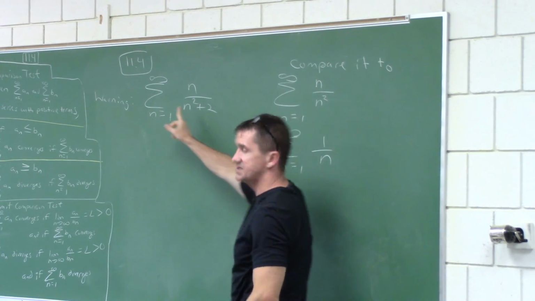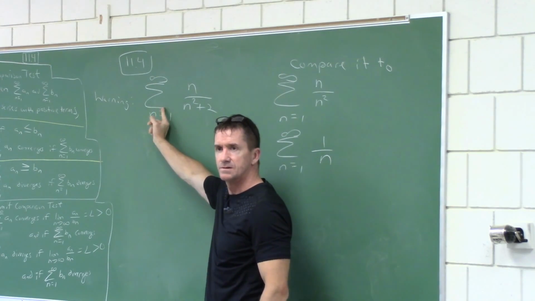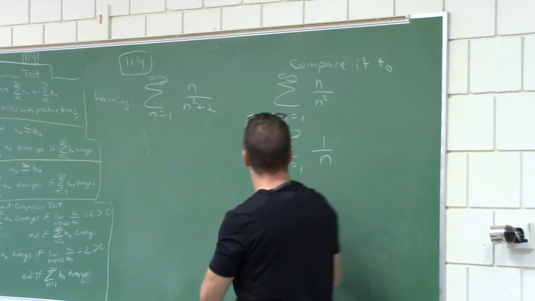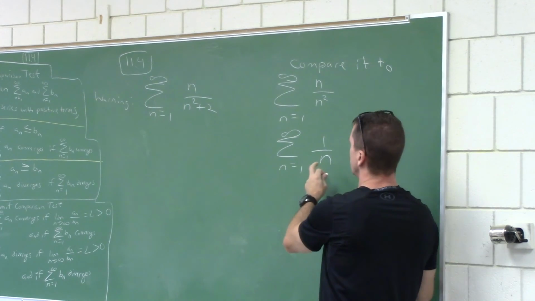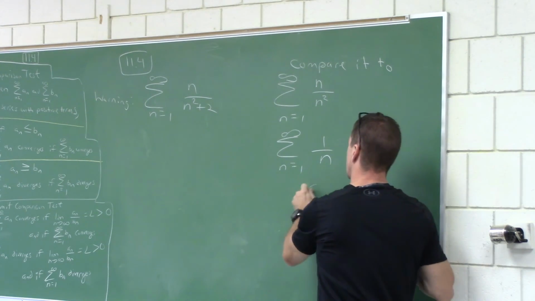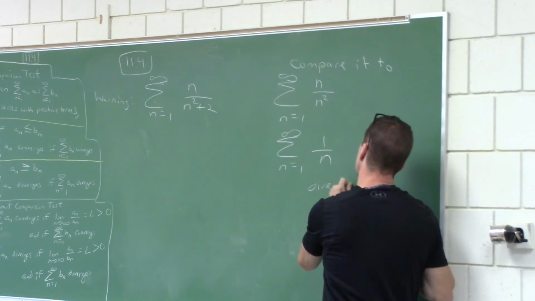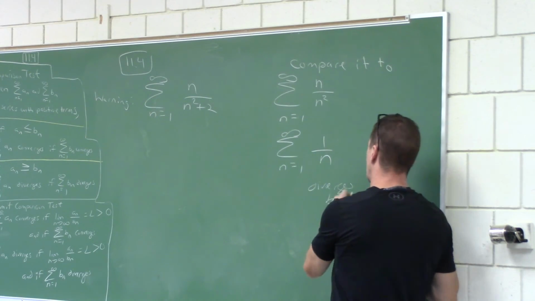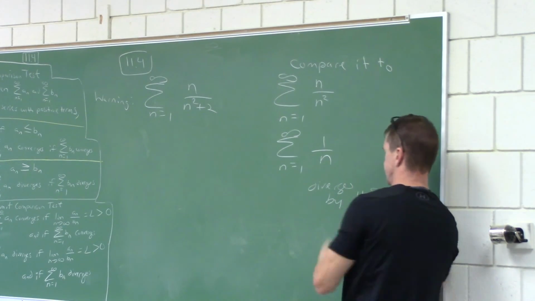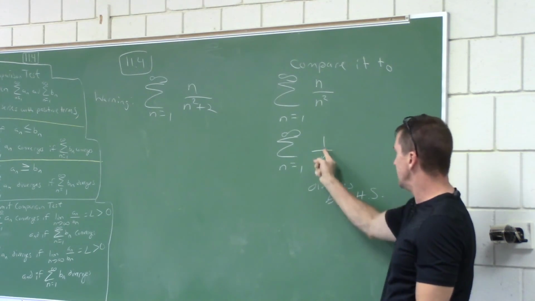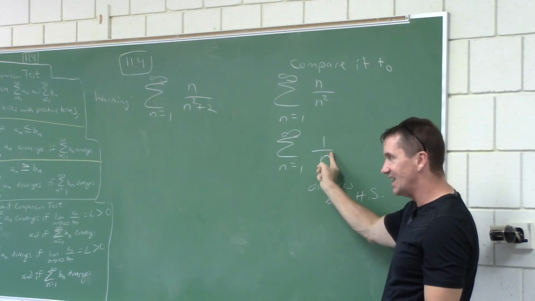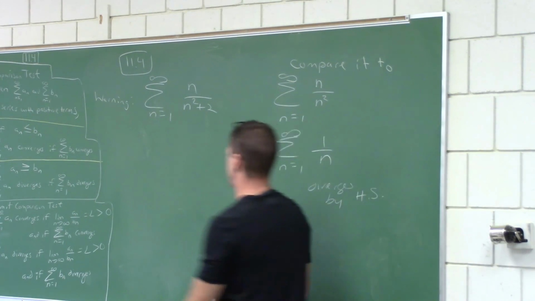By the way, do you recall this did diverge by the integral test? Does everyone remember? Okay, so this is 1 over n. And this diverges, doesn't it? This diverges, by what? It's a harmonic series. It's a P series with P equal to 1.